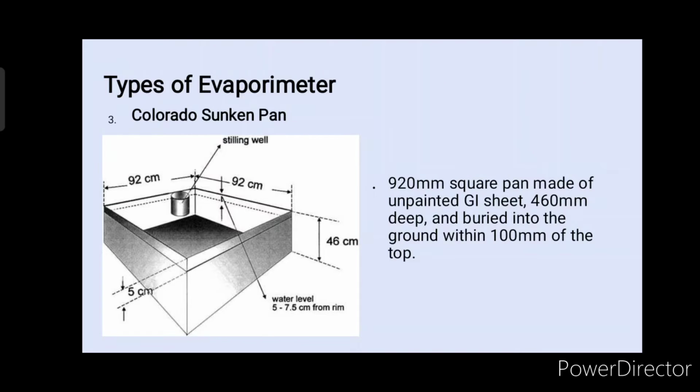Next, number 3, Colorado sunken pan. This is a 920 millimeter square pan made of unpainted GI sheet, 460 millimeter deep, and buried into the ground within 100 millimeter of the top. So yeah, 92 by 92 centimeter siya.